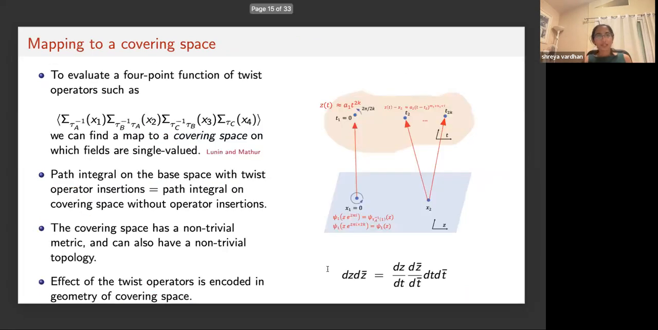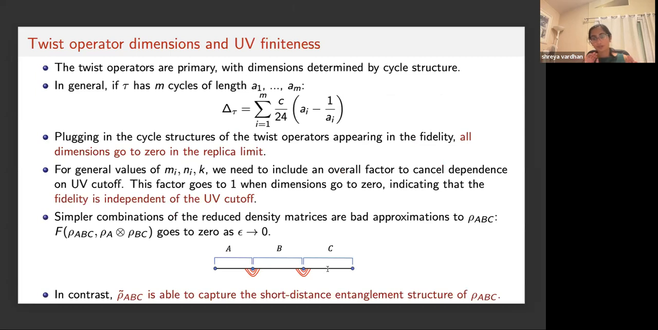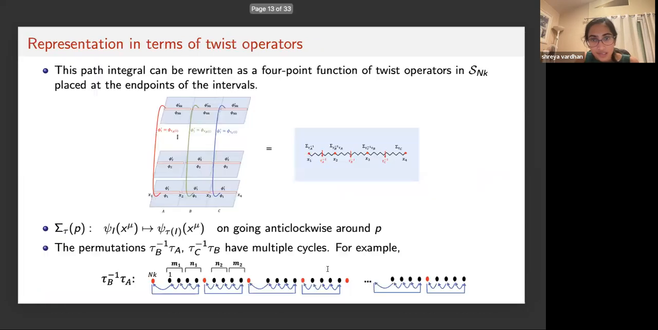Okay, the second thing I wanted to emphasize is that the 4-point function that corresponds to the fidelity is universal and doesn't depend on the operator content of the theory. In order to show that, we first need to discuss a little more about how to evaluate this kind of 4-point function.